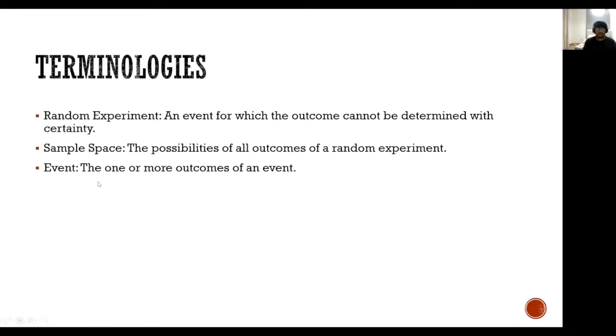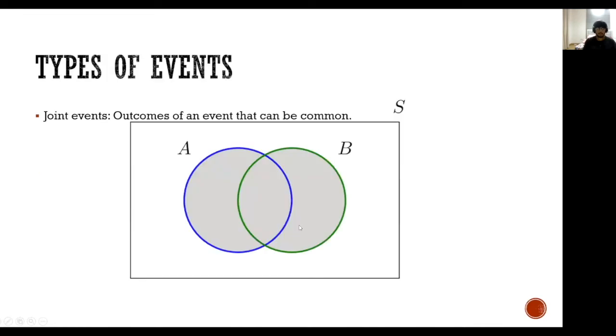An event is one or more outcomes of an experiment. It's the sum of one or more outcomes. I probably forgot to add some there, but let's go over to types of events. So you have two types of events, joint events and disjoint events. Let's start off with joint events first.